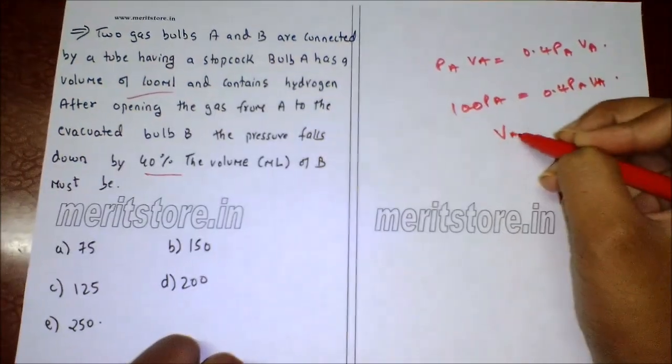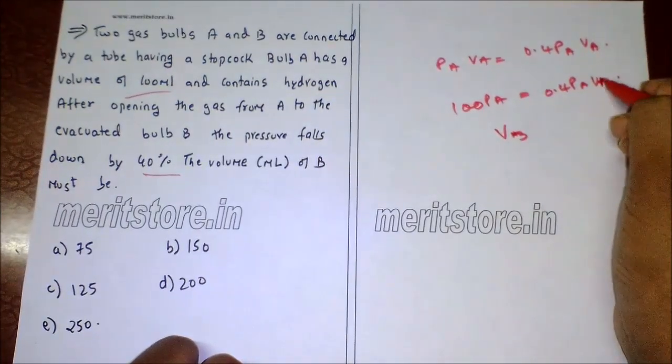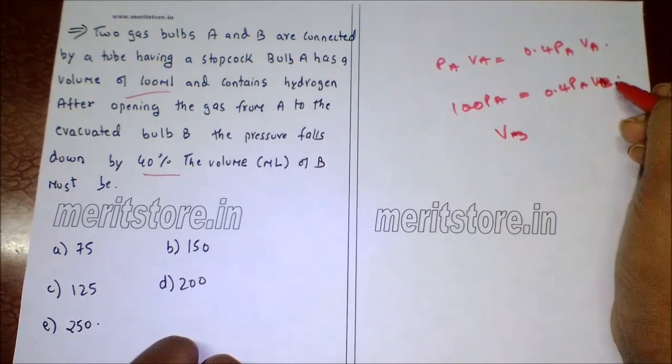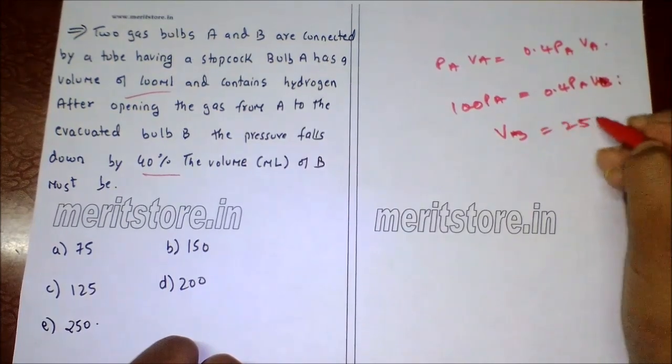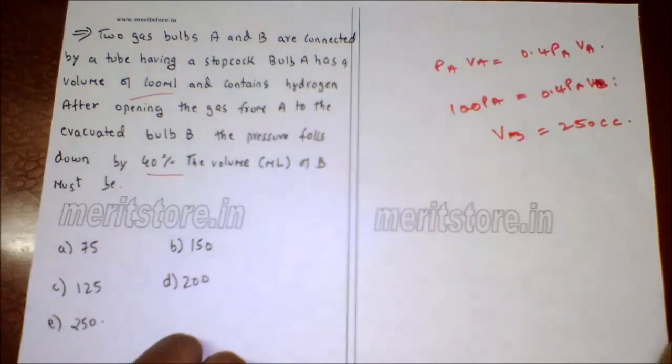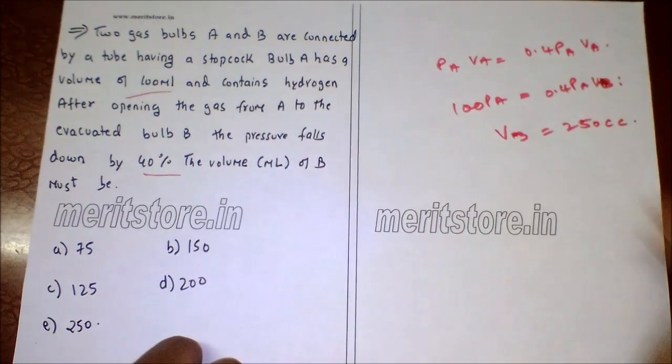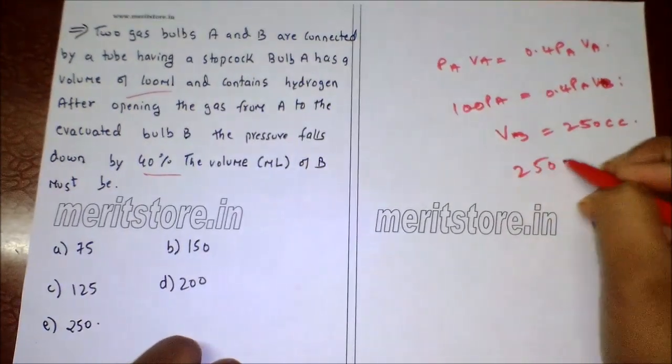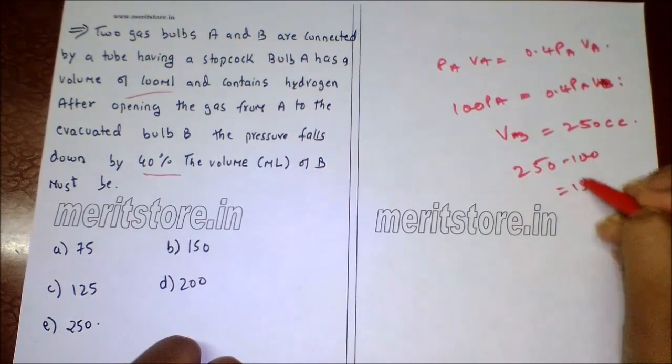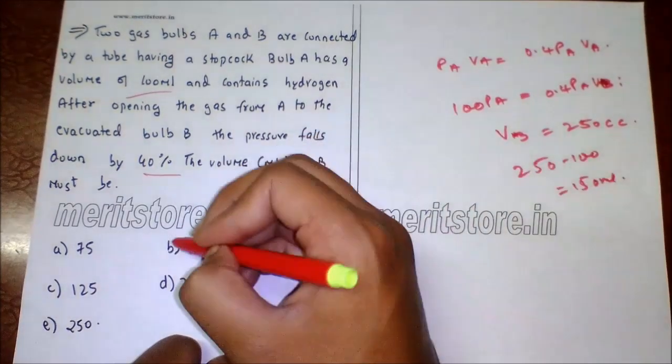So the total volume is equal to 250 cc. Before opening the stopcock, the volume of the bulb B must be 250 minus 100, which is 150 ml. Option B.